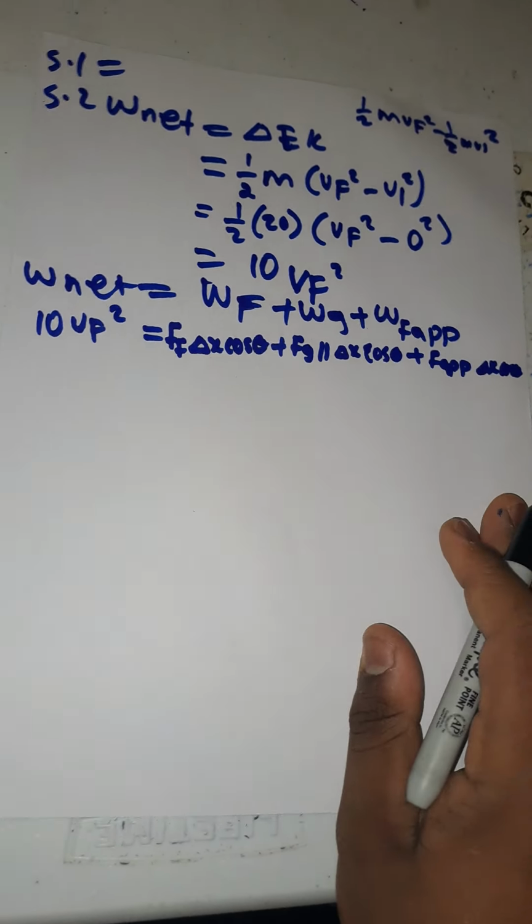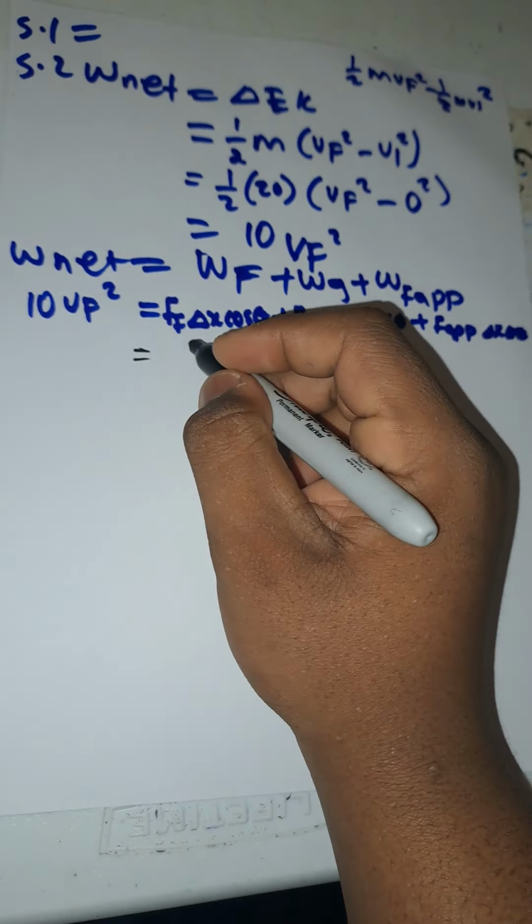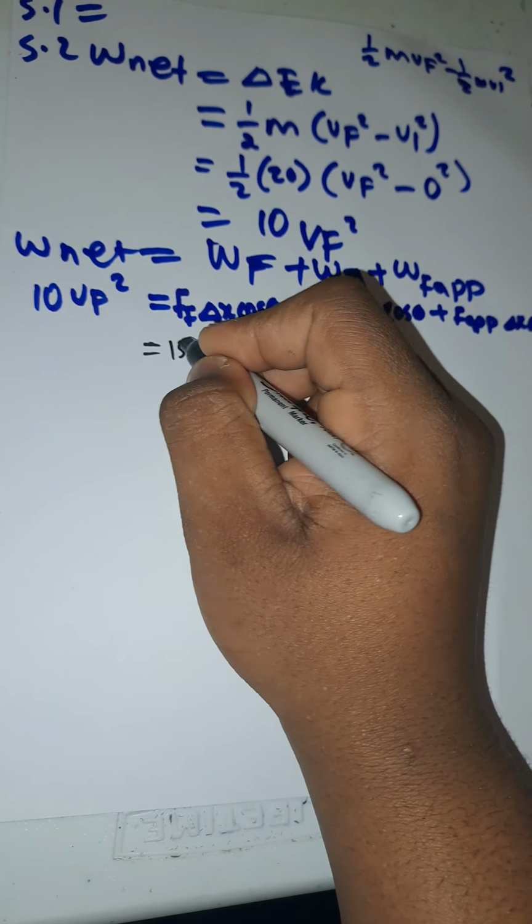So now let me use a different marker. Check what is going to happen now. Under frictional force, I'm going to include my 13.5.